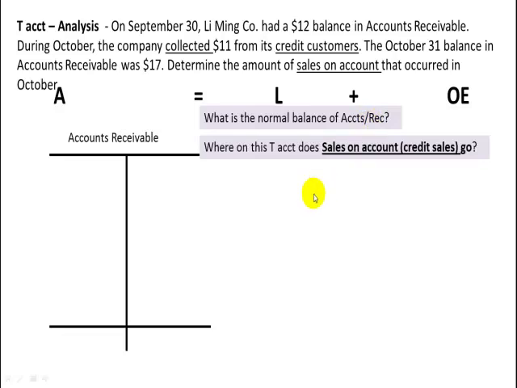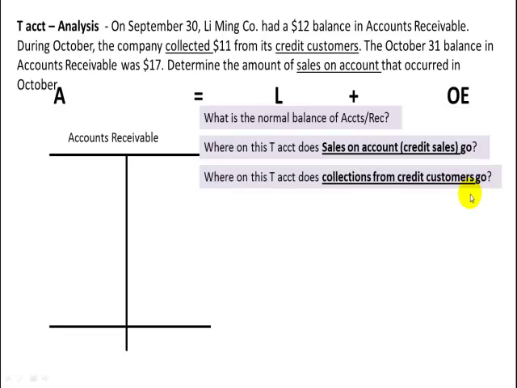Where on this T account does sales on account or credit sales go? Well, whenever you have a sale that's on credit or on account, you would credit over here under owner's equity sales or fees earned or some kind of revenue account, and you're going to debit the asset account, which is accounts receivable. So it's going to go on the debit side. So sales on account go on the debit side of accounts receivable and on the credit side of the sales account.